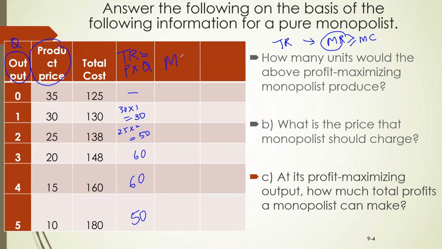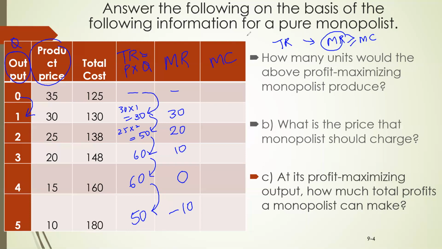Now, when you are calculating marginal revenue, again for 0 units, you don't do it. And from the first unit onwards, every time you produce 1 more unit, we have to see what the extra revenue is. The extra revenue here is 30. For the second unit, extra revenue is 20, 50 minus 30. Third unit, extra revenue is 10. Fourth unit, as you can see, total revenue is not changing, so that means extra revenue is 0. If you produce the fifth unit, extra revenue is dropping by 10, that means negative 10.